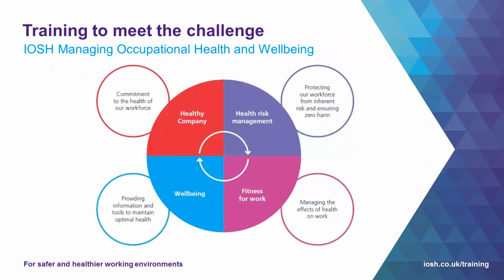So the training itself is broken down into 4 key areas. The model you can see on screen at the moment depicts those different areas. We look at the healthy company, so the commitment to the health of the workforce. We look at health risk management, so protecting the workforce from risk and ensuring zero harm. We look at fitness for work, so managing the effects of health on work, and well-being, so looking at things like providing information and tools to maintain optimal health.